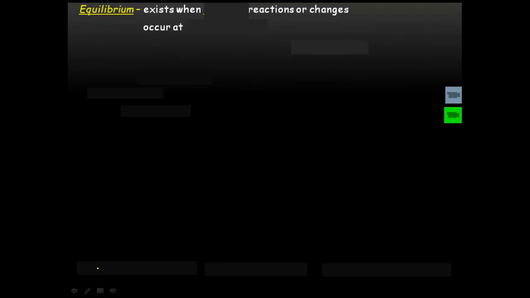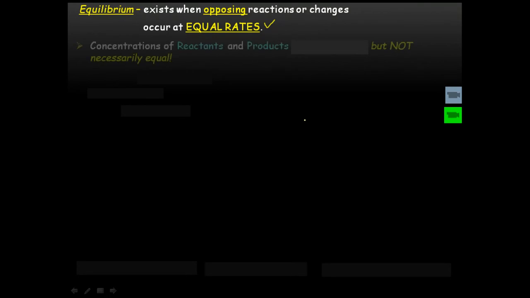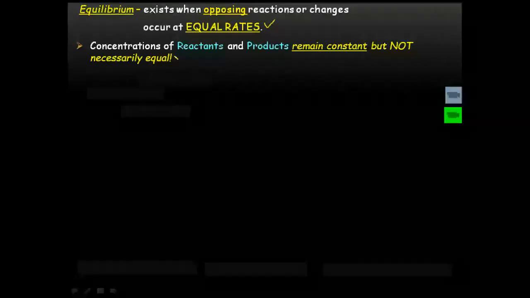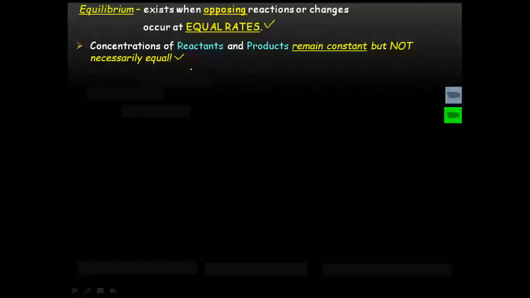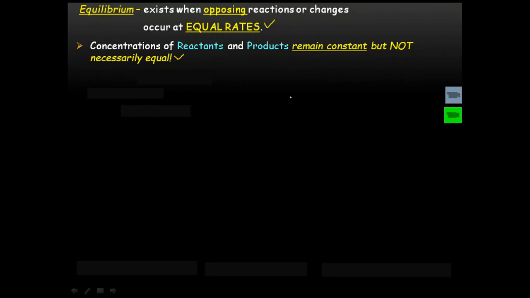All right, next slide. So basically, equilibrium is going to exist, and this is the definition: when opposing reactions or changes occur at equal rates. So it's really equal rates of change. That's what you want to think about when you think about equilibrium. So that's really important. And if you get into the actual specifics for chem, the concentrations of the reactants and products are going to remain constant, but not necessarily equal. Can the populations of both cities be the same? Yeah, I guess they could, but that's going to be coincidence more than anything else. So the concentrations are going to remain constant, but not necessarily equal.